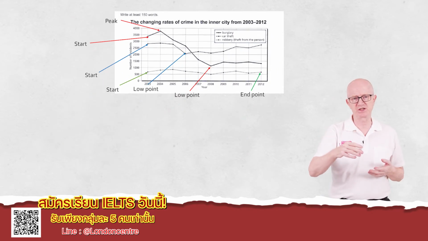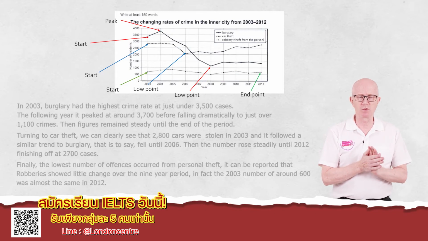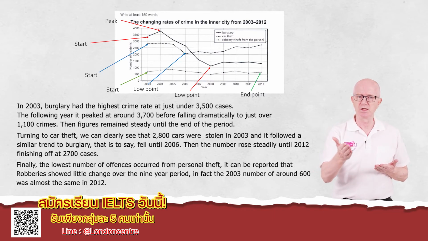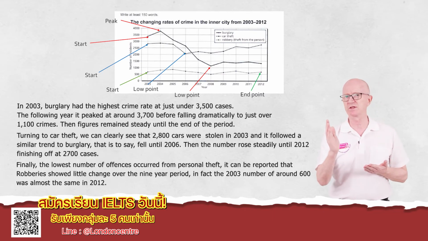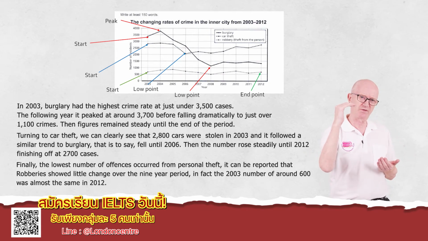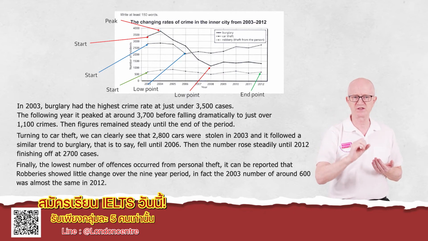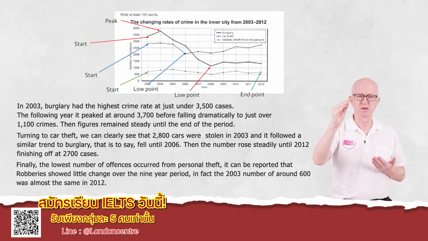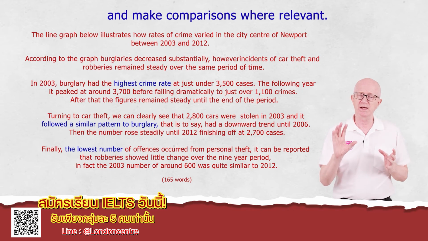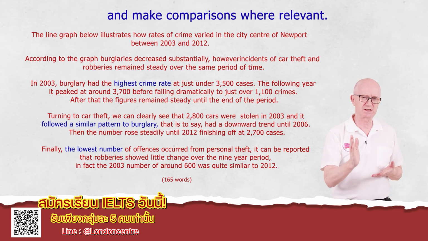We have our main features highlighted, and what we want to do is write about them. Here we have 3 different categories of crime: burglary, car theft, and robberies, or theft from a person. So I've separated them into 3 small paragraphs, starting with burglary at the top, then car theft, and then finally robberies. Okay, let's go to the next slide to see how it all fits together, including the last part C of the question, making comparisons where relevant.